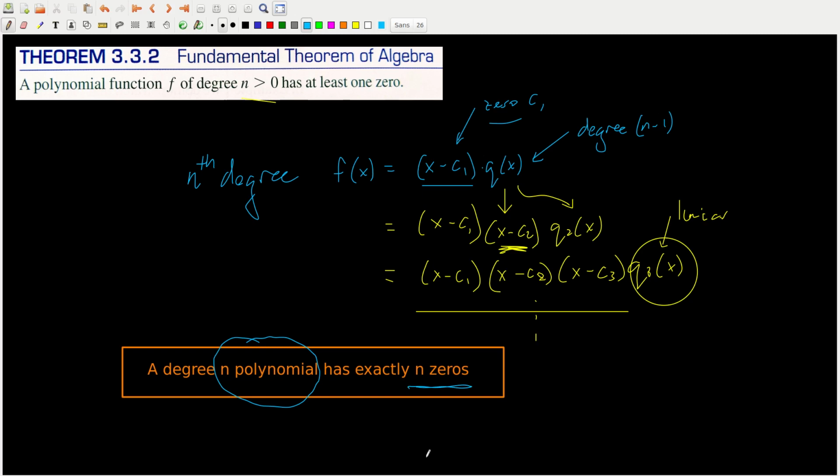The one tricky complication here is they may not be real. They could be real or they could be complex. So we'll talk about that in the next lecture, the idea of generalizing this to allow for complex zeros.